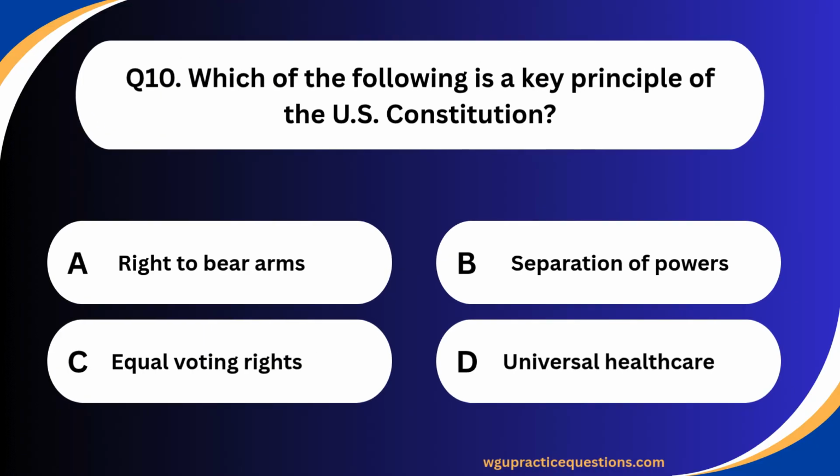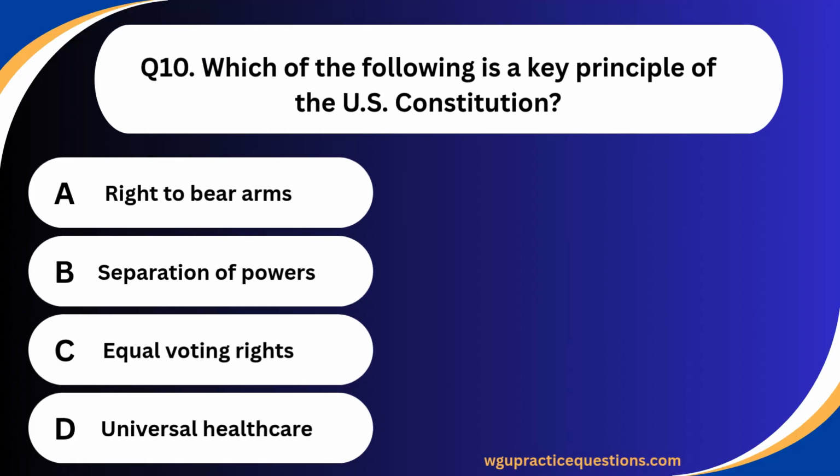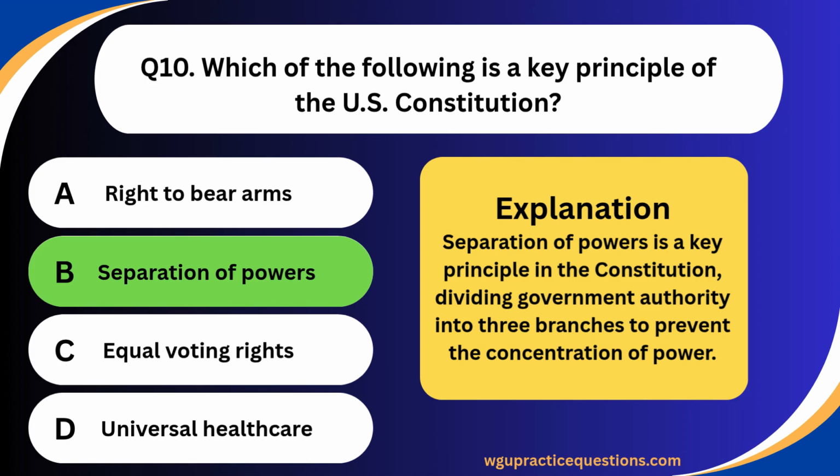Question 10. Which of the following is a key principle of the U.S. Constitution? A. Right to bear arms. B. Separation of powers. C. Equal voting rights. D. Universal health care. Which one is the correct answer? The correct answer is B. Separation of powers. Explanation. Separation of powers is a key principle in the Constitution, dividing government authority into three branches to prevent the concentration of power.